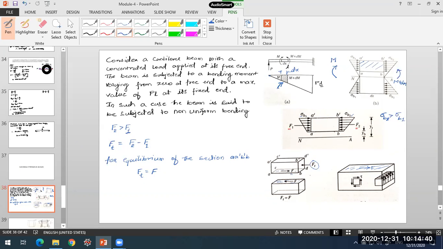So Ft will be F2 minus F1. This is the net force on the beam. Because this is a net force acting here, the beam cannot be in equilibrium only under the action of this force. There should be a balancing force, which will come from the shearing stresses acting on this longitudinal plane. This is our longitudinal plane.